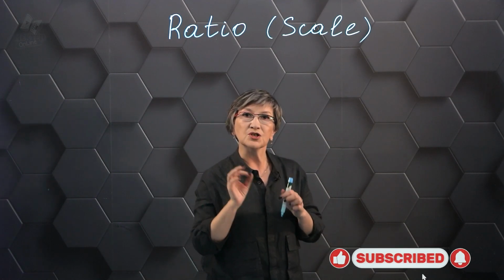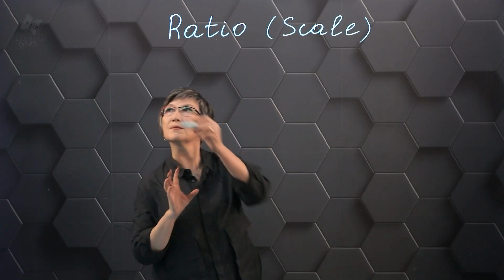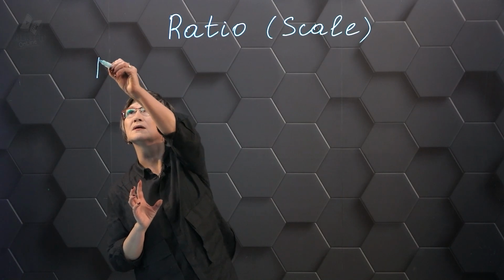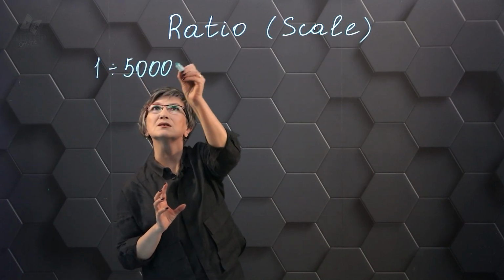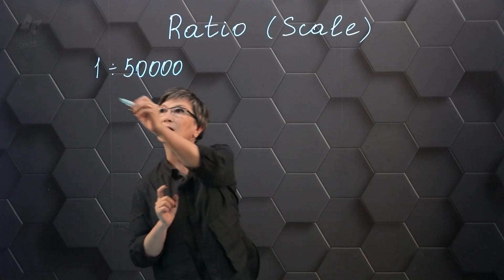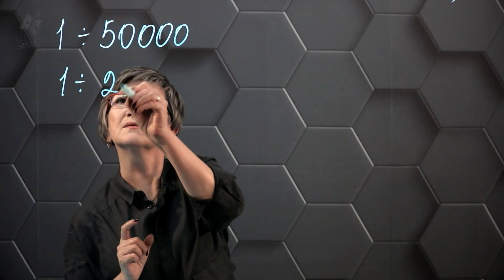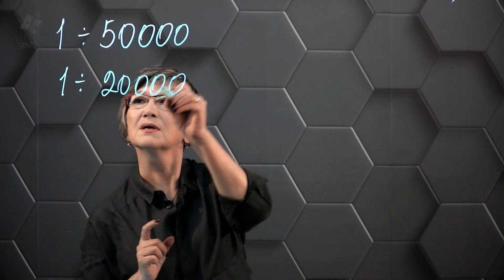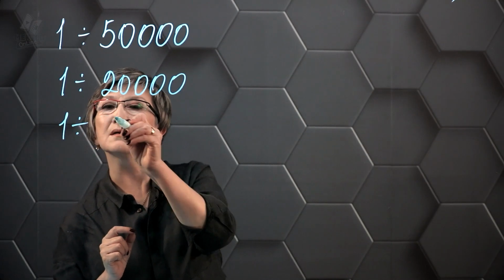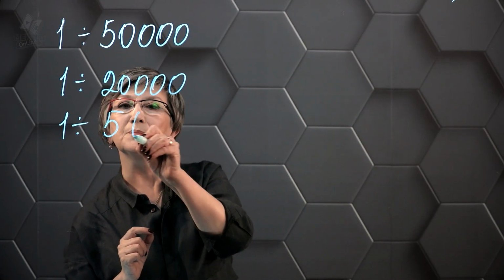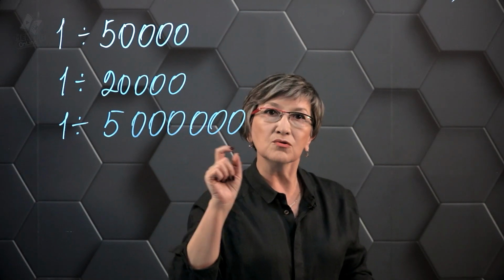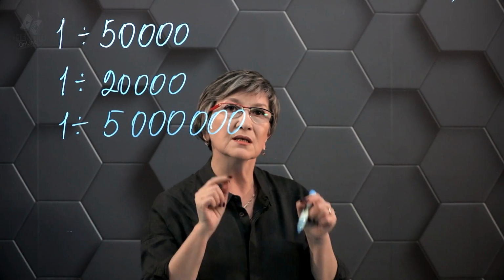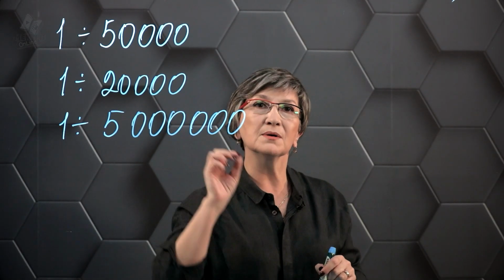On maps you very often see the following record: 1 to 50,000. Or 1 to 20,000, or 1 to 5 million. This is the kind of record you see on maps. What does this record mean?